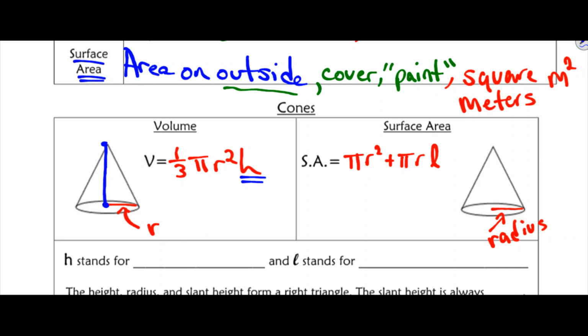The only difference is that this one has L in it, and L is not the straight up and down height, but the slant height. That's what I'm going to call this. That slope side, that's called L, or the slant height.